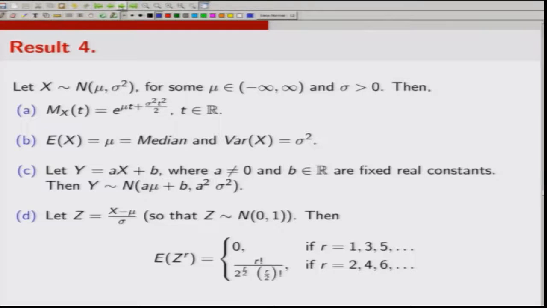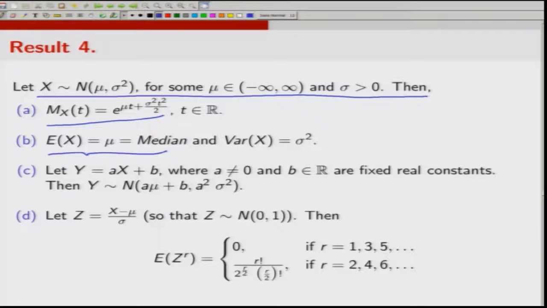Let us try to see the moment generating function and some other properties. So let X be normal mu, sigma squared, for some mu belonging to minus infinity to infinity and sigma greater than 0. Then the moment generating function of X is e to the power mu t plus sigma squared t squared by 2 for any t belonging to R. Expected value of X is mu, which is the same as the median, and variance of X is sigma squared. So as I was saying earlier, in the normal mu, sigma squared distribution, the parameter mu is nothing but the mean of the distribution, and sigma squared is nothing but the variance of the distribution.